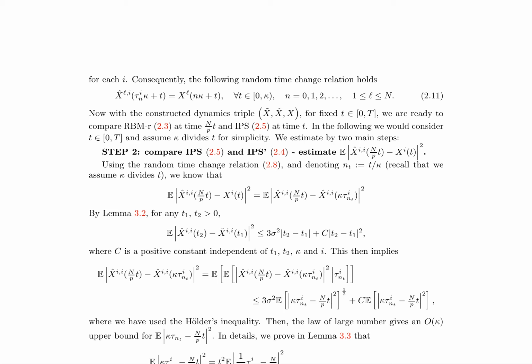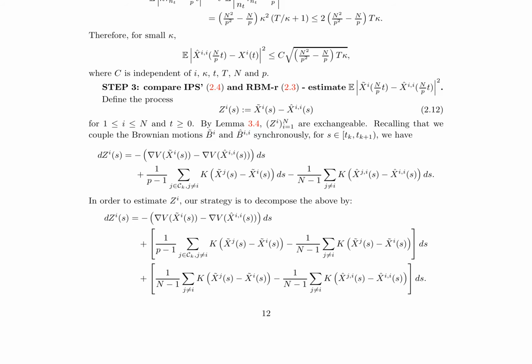Next, the authors compare IPS and RBM-r by decomposing the process Z, defined as the difference between the two dynamics, into three parts. The first part is estimated using the strong convexity of the potential function V, the second part is handled through the Lipschitz assumption for the interaction kernel K, and the third part is estimated via the first-order Taylor's expansion and the consistency of the random batch. This decomposition leads to an O(1/square root n) upper bound for the distance between IPS and RBM-r.